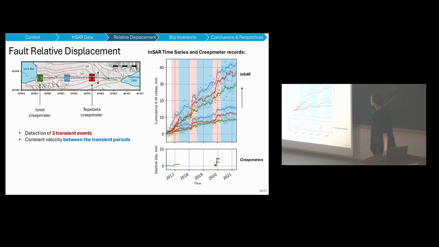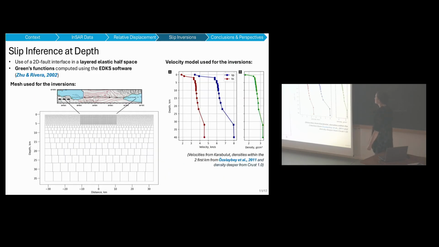And like this, we will study both mechanisms, but independently. So if we want to see the slip inference at depth for both mechanisms, the idea is to use inversions. So we make the hypothesis of a 2D fault interface below the Izmit segment in a layered elastic half space, using this velocity model. So the idea is to take into account here the presence of a sedimentary basin, which is all along the fault. Okay. And so we can try to do the inversions.